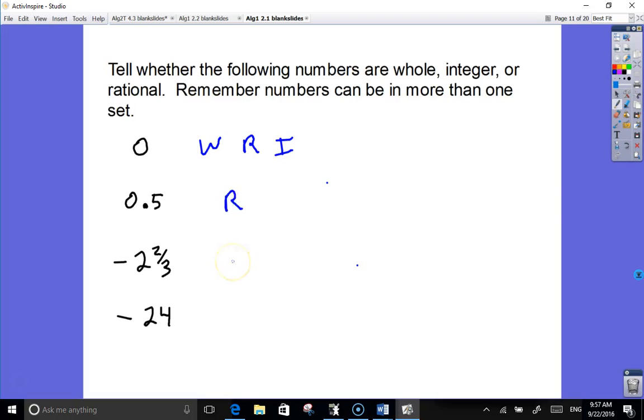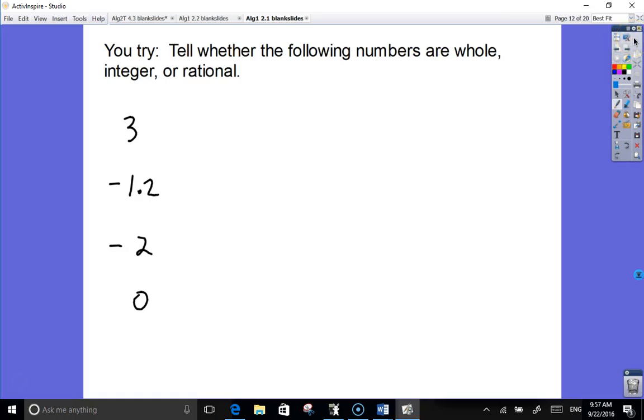How about -2 2/3? Only in the rational category. And how about -24? Rational or integer? It's an integer and it's rational. Wait, the -2 2/3 can't be rational. Yeah, it can. I mean, it can't be. Oh, never mind. It is a fraction, so it's going to be rational. Okay, so do this one.